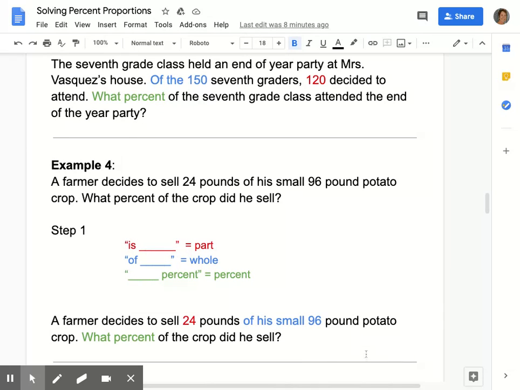So again, I looked through and I said, is there an "is" something? And there isn't. So I went on to, is there an "of" something? And it says of his small 96. So I knew that was the whole. So I made that blue. And then I looked for something percent, and I found that what percent. I made that green. And then I said, okay, what will be the part then? What's left? And I said, oh yeah, 24 is probably the part.